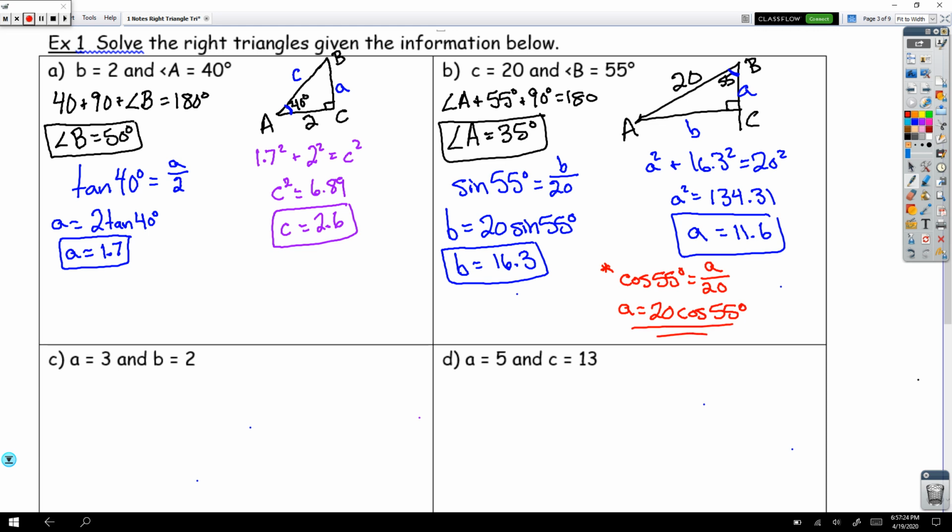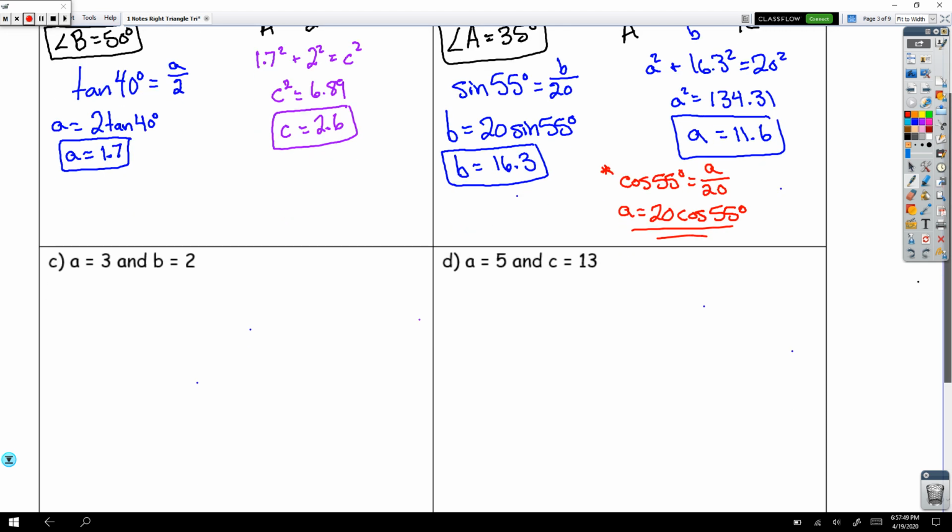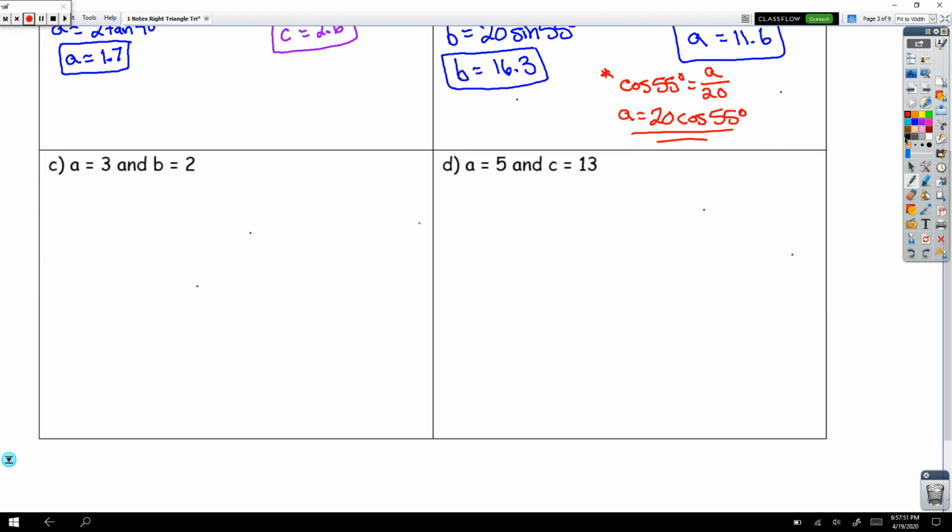You could do using angle A, right? We found angle A to be 35 degrees. You could have done the cosine of 35 degrees equals B over 20, right? And done it that way. So there's more than one way to do these problems, but they'll all give you the same answers. Okay? Alright, now let's look at when it only gives us side lengths here. So these are a little bit different.